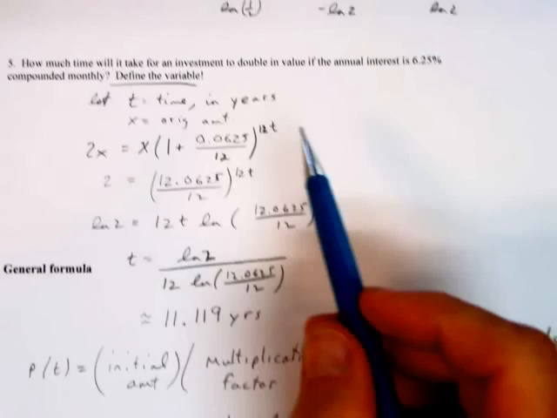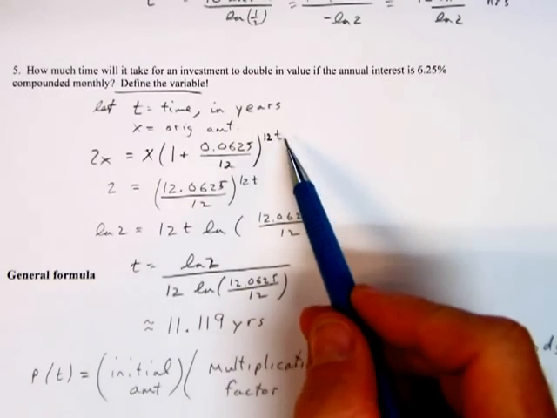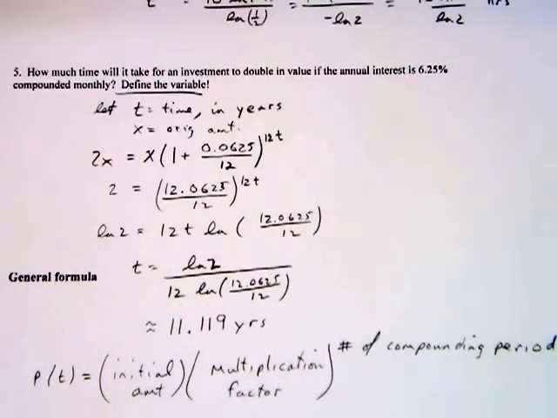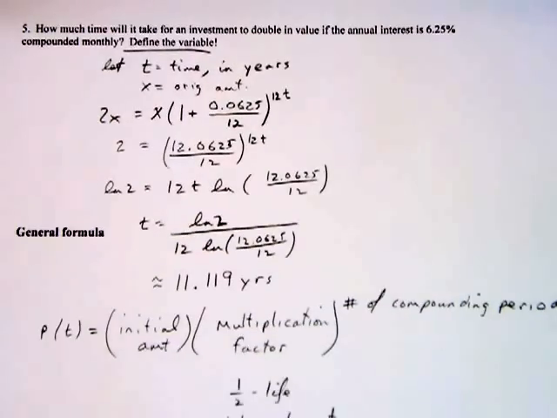In our interest rate for this problem, we said 12t because we want how many compounding periods. We have 12 months in a year. So we multiply the number of years times the months, and that gives us a total number of times that will be compounded. That's it.